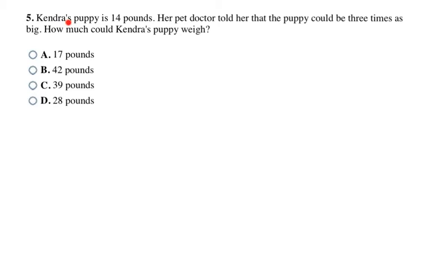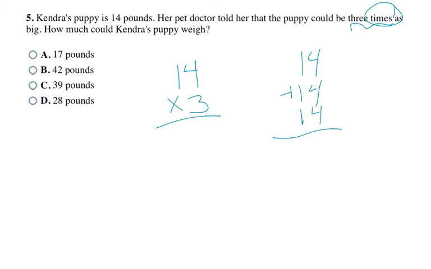This next question says, Kendra's puppy is 14 pounds. Her pet doctor told her that the puppy could be 3 times as big. How much could Kendra's puppy weigh? So here my keywords is 3 times. That times tells us that we're going to multiply by 3. So the puppy is originally 14 pounds, but it could be 3 times as big as that. So you're going to take 14 times 3. Now, if you're not too familiar with how to multiply this way, you can also add 14 3 times. Both of these will get you the same answer. So here, I'll show you how to do it both ways.